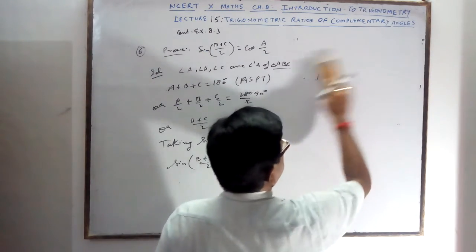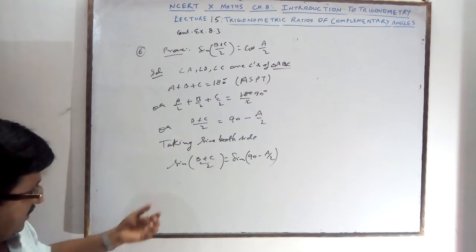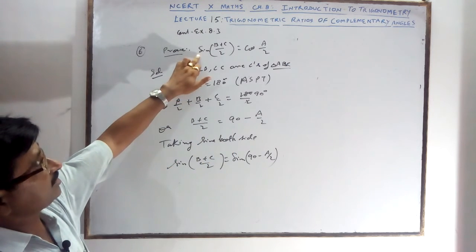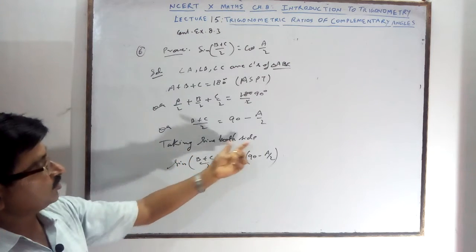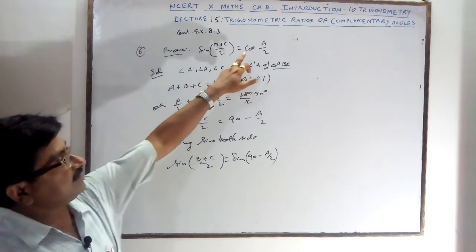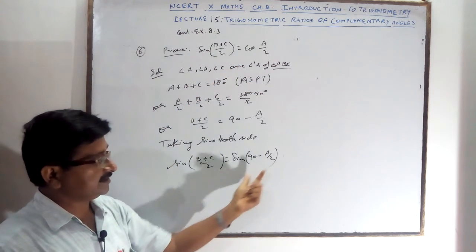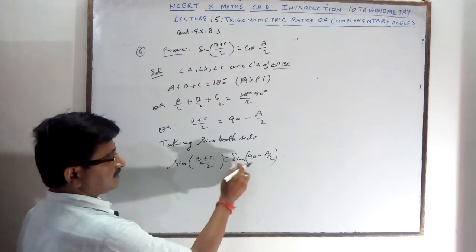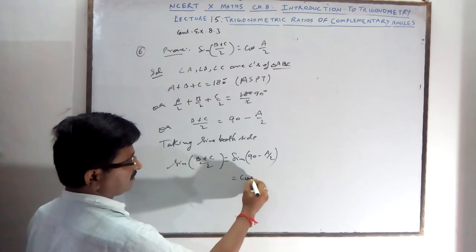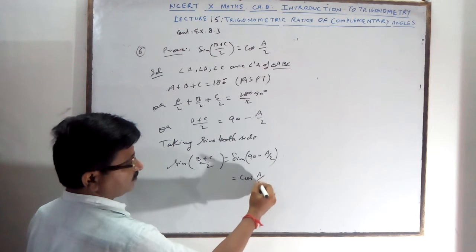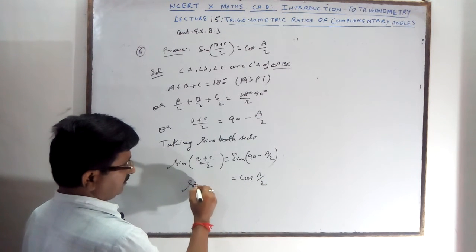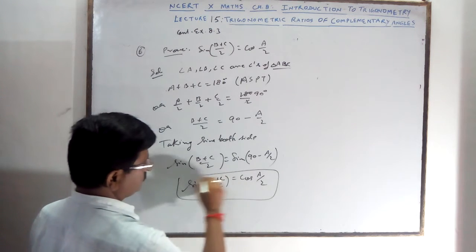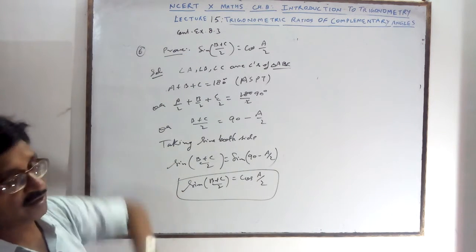Now you see, what are you getting? Here sine of (B plus C) by 2. If you want cot here, take cot on both sides. Cot of (B plus C) by 2 equals cot of (90 minus A by 2). Then apply the formula sine of (90 minus theta) is cos theta, where theta is A by 2. So cos A by 2, and hence proved. You have proved what you want.